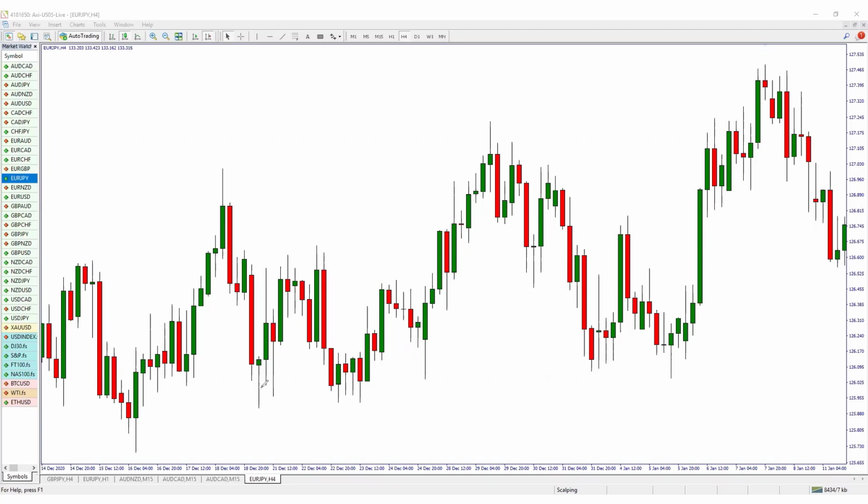Obviously, you could get a tweezer top, which is also a bearish engulfing. We would consider that to be even more powerful.